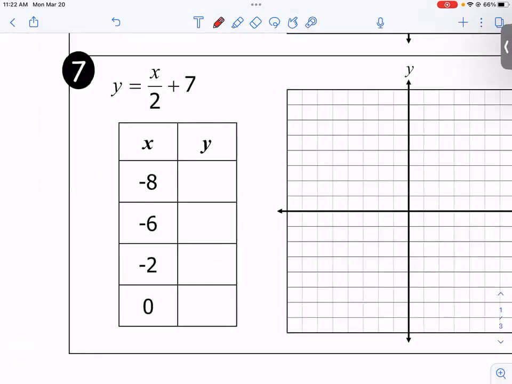In number 7, we have x. Ooh, what does this mean? Divided by 2. Okay. So now we have -8 divided by 2 plus 7. Okay, so I'm replacing x with -8. My sticky note goes over x. What's -8 divided by 2? Not that hard of a question. What's -8 divided by 2? -4 plus 7. It'd be 3.